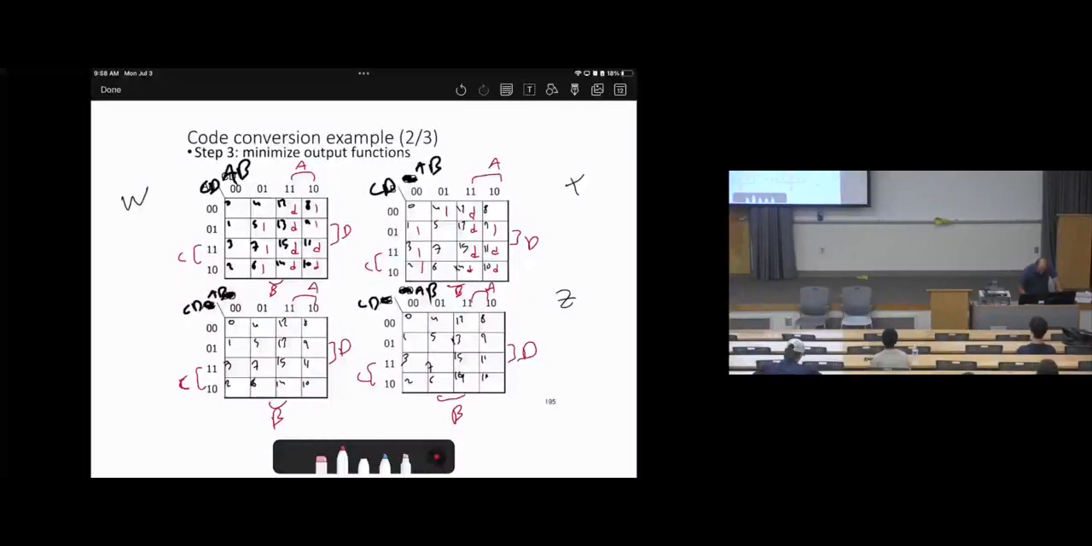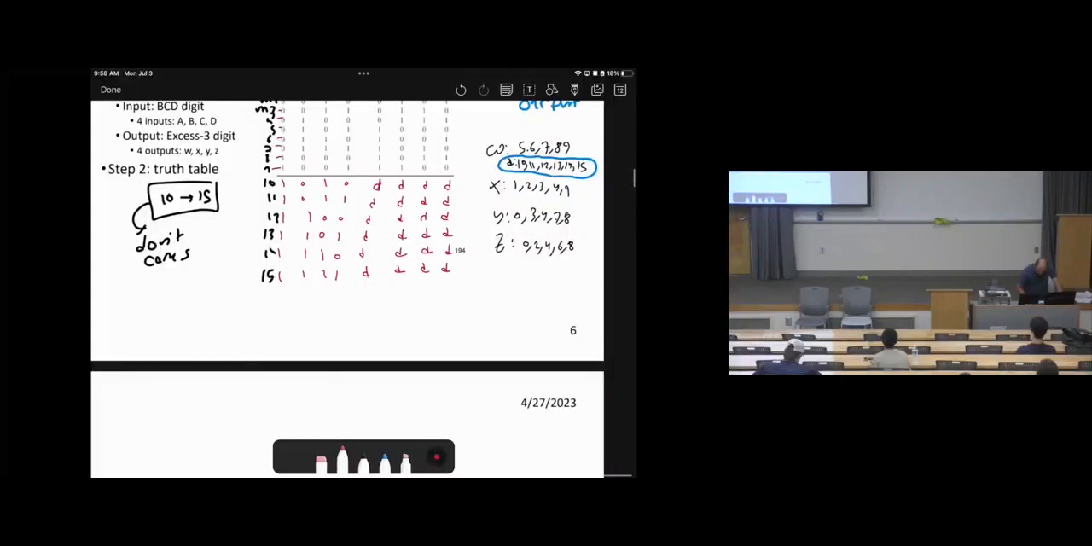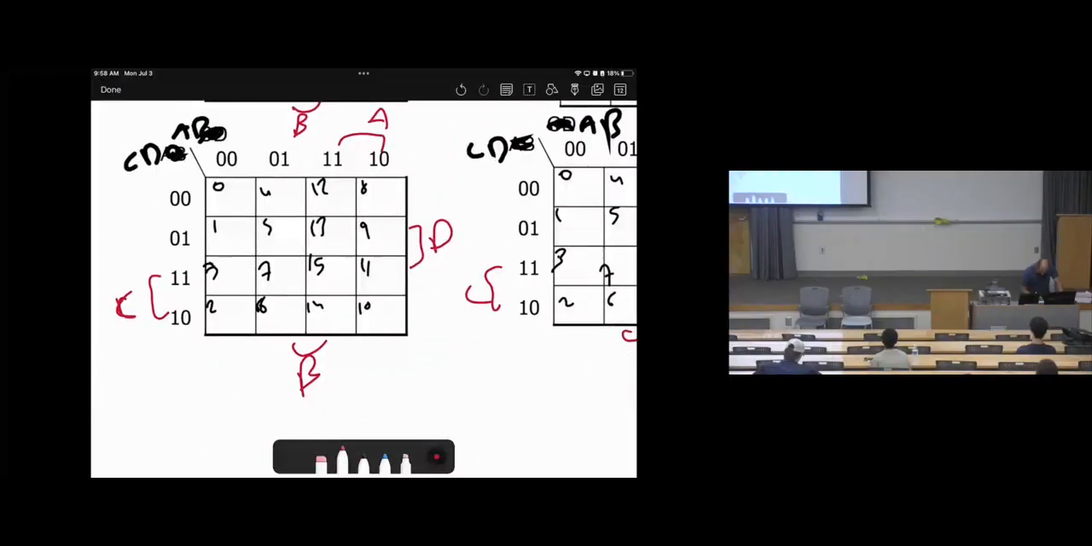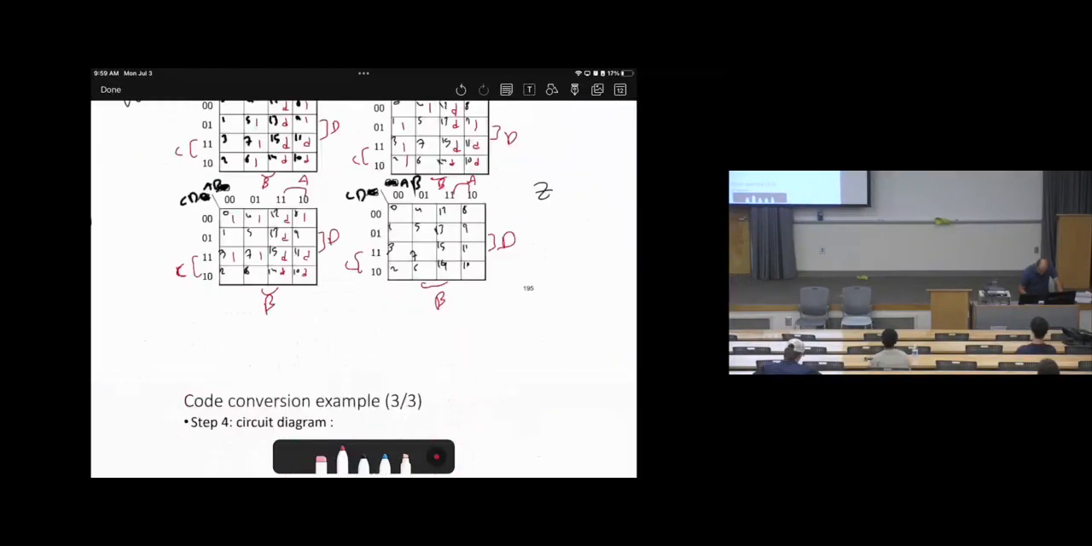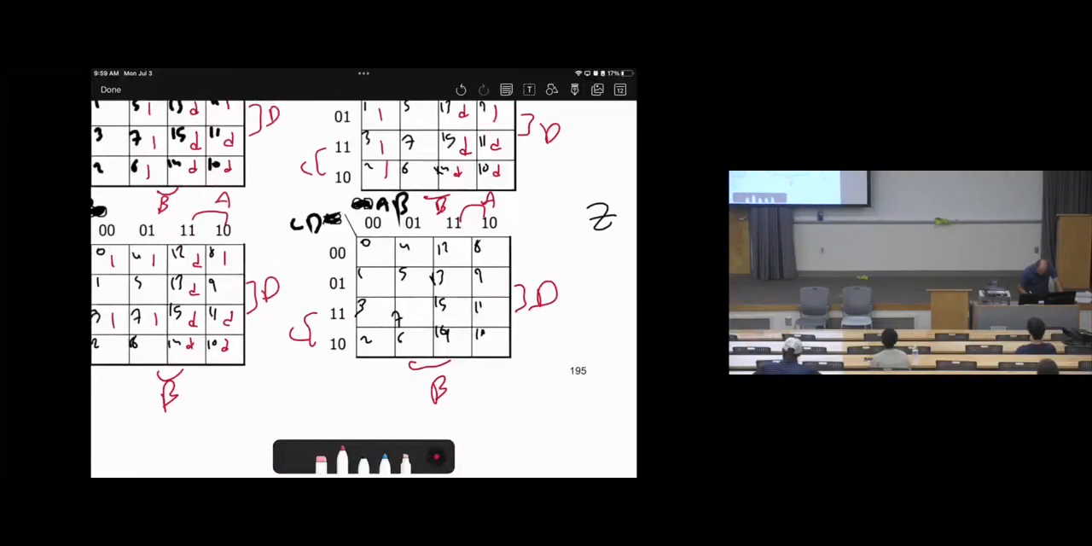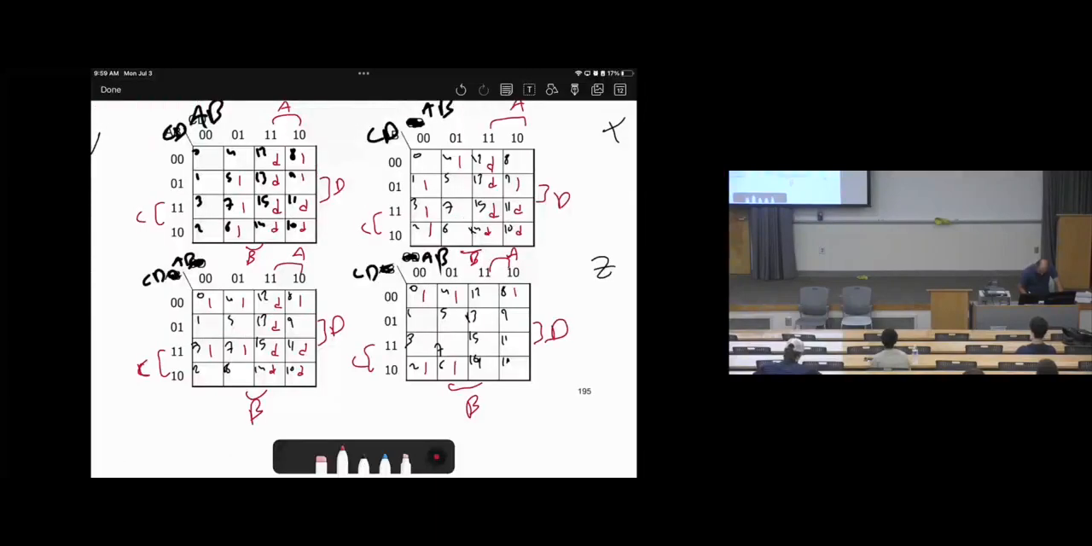How about variable Y? Variable Y: 0, 3, 4, 7, 8. Then the others take care from 10, 11, 12, 13, 14, 15. Then the last one, variable Z: 0, 2, 4, 6, 8. Then the don't cares are at 10, 11, 12, 13, 14, and 15. Okay, understood?